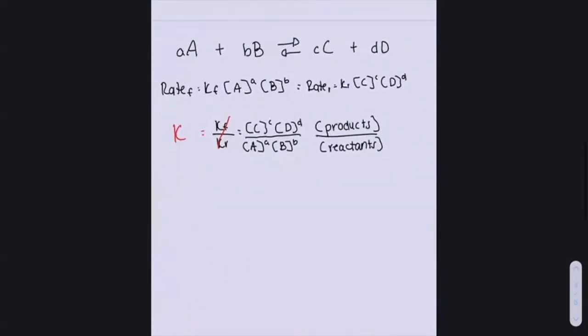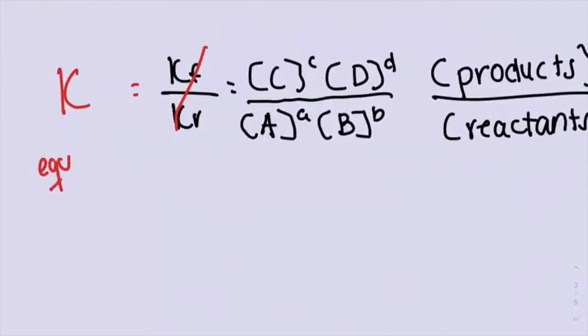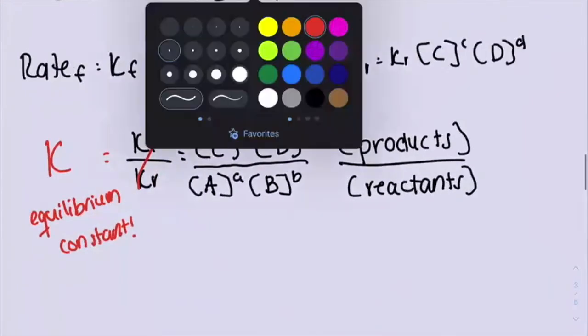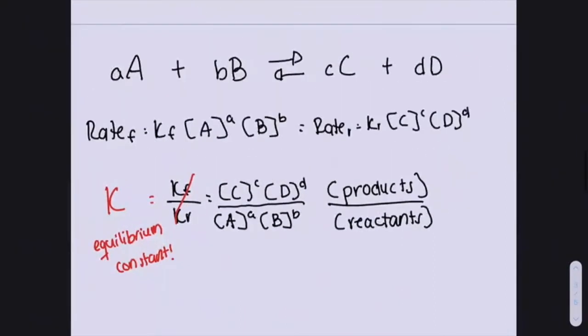So we have this generic reaction of A plus B goes to C plus D. And if we can recall from kinetics that the rate of the forward equals the rate of the reverse, then if we want to isolate K, we get that the value of K forward divided by K reverse equals the equilibrium constant K, which equals the concentration of the products over the concentration of their reactants.